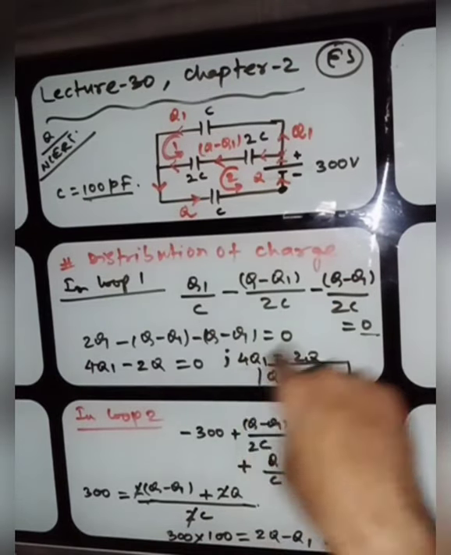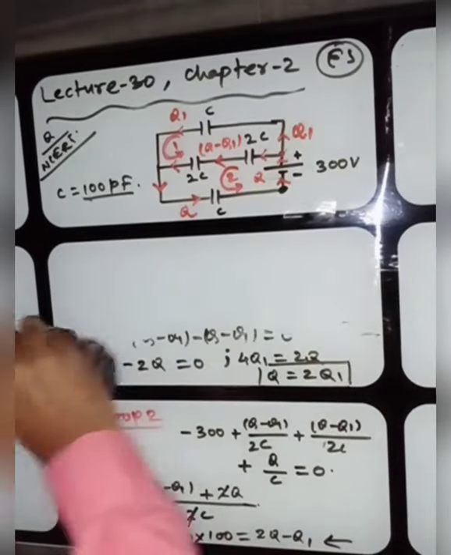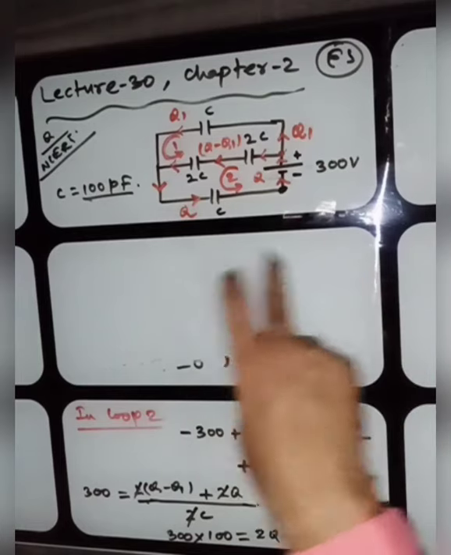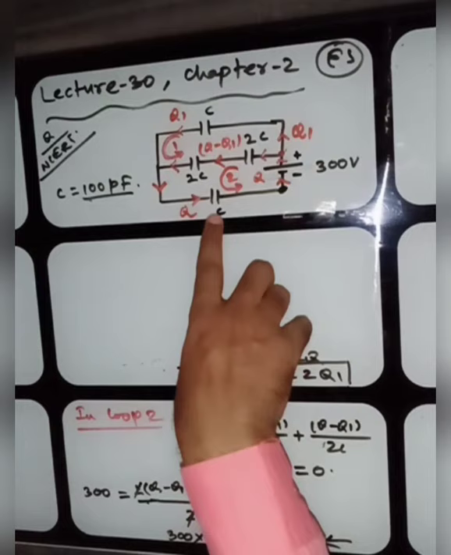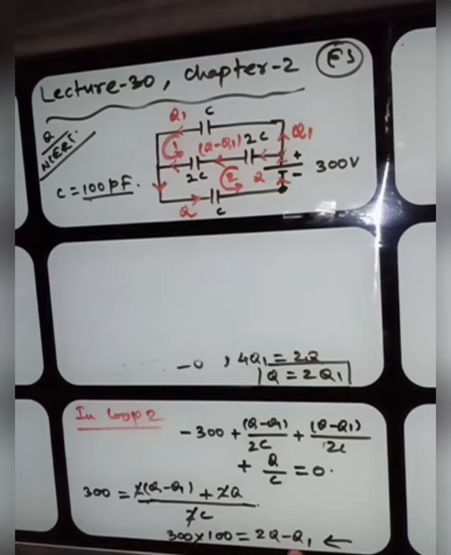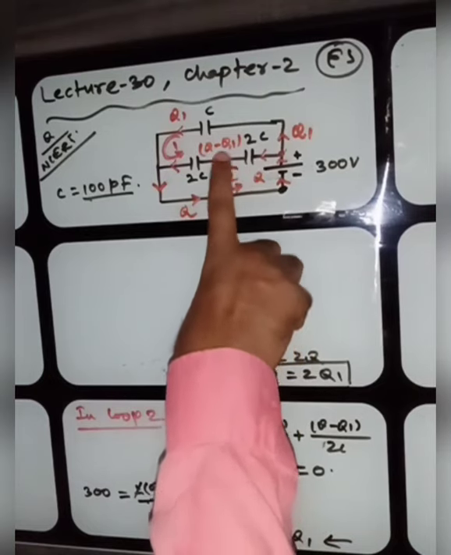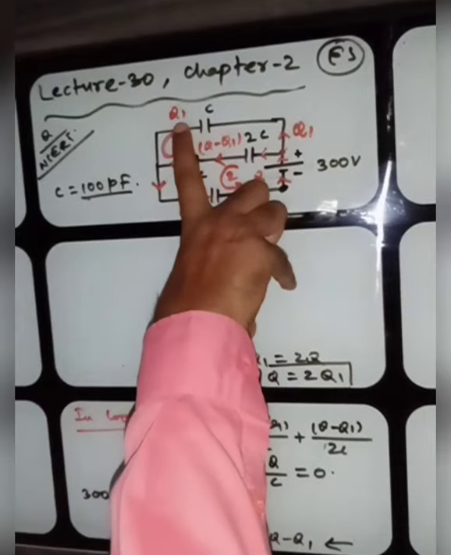I hope you have written this particular. I am rubbing this section. If you have to find charge on each capacitor, you can see carefully while calculating. If you calculated value of Q and Q1, then charge on this capacitor will be how much? It is Q, which is the answer you got. Now the charge on this capacitor will be how much? Q minus Q1. Charge on this capacitor again Q minus Q1. Charge on this capacitor again Q.